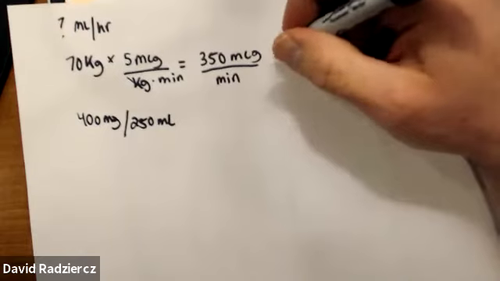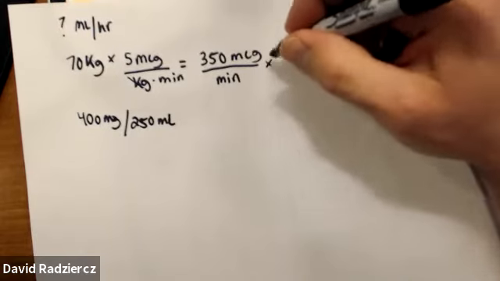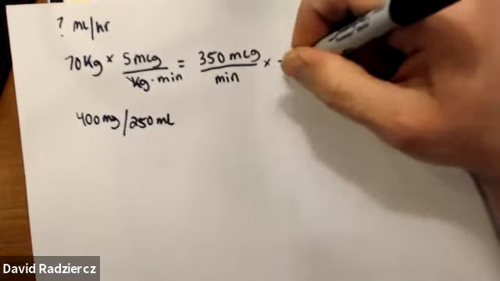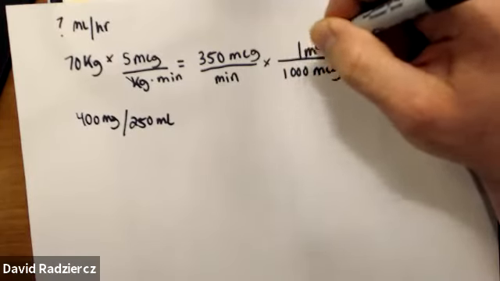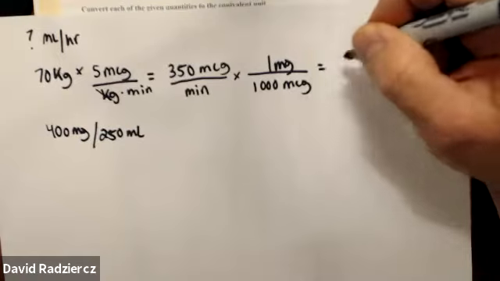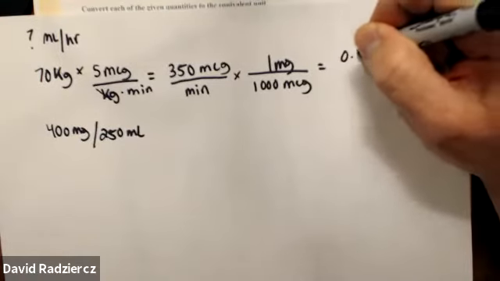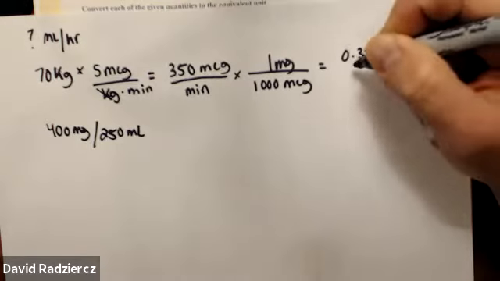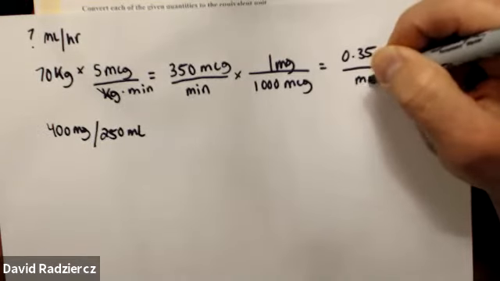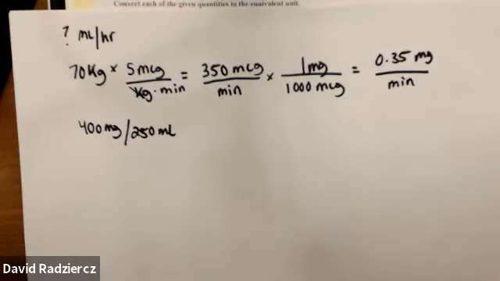And all I need to do is divide by 1,000. But if it's helpful, I'll show you my work. 1,000 micrograms, 1 milligram. And then we would get 0.35 milligrams per minute. Now, I know we don't want the minute part. We'll get to that and we'll address that a little bit later, okay?